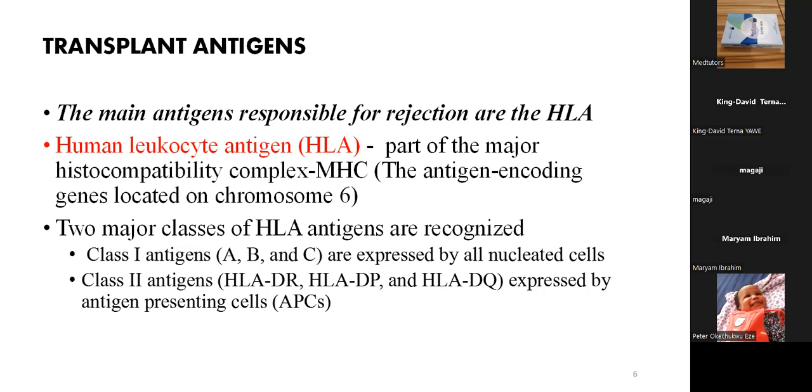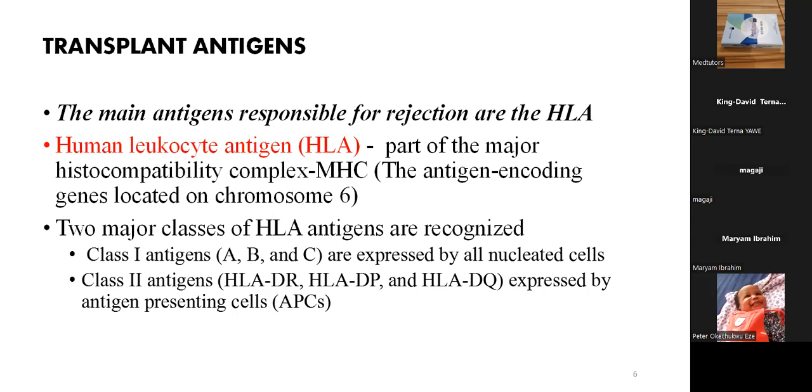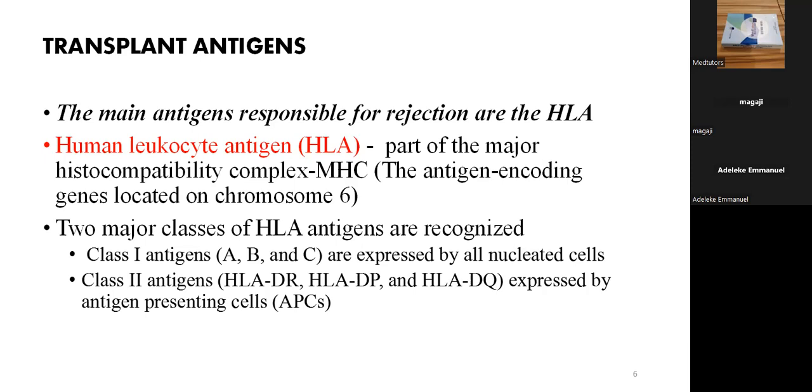They are divided into two classes. There is class 1, A, B, and C, which are expressed by all nucleated cells, while class 2 antigens, we have the DR, DP, and the DQ, which are expressed by antigen-presenting cells, that's macrophages, B lymphocytes, and then dendritic cells. So it is important to note that HLA-A, B, and DR are the most important in transplant surgeries.